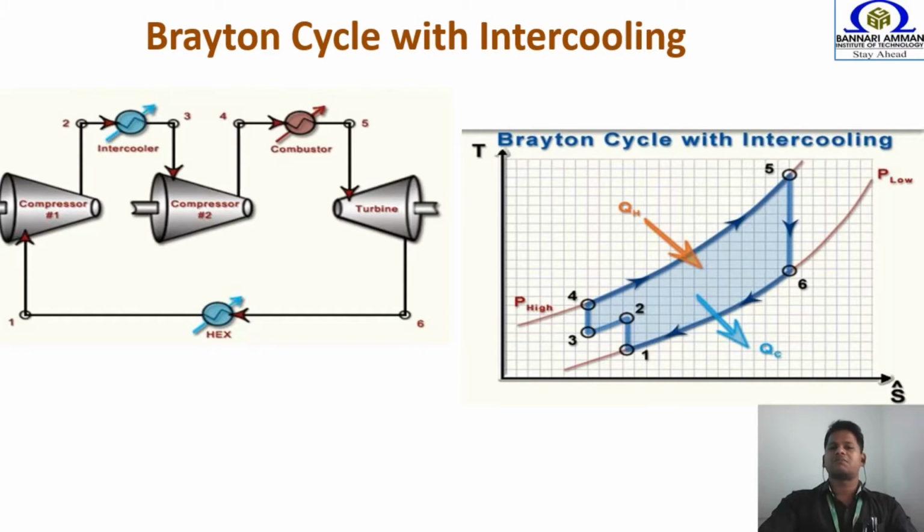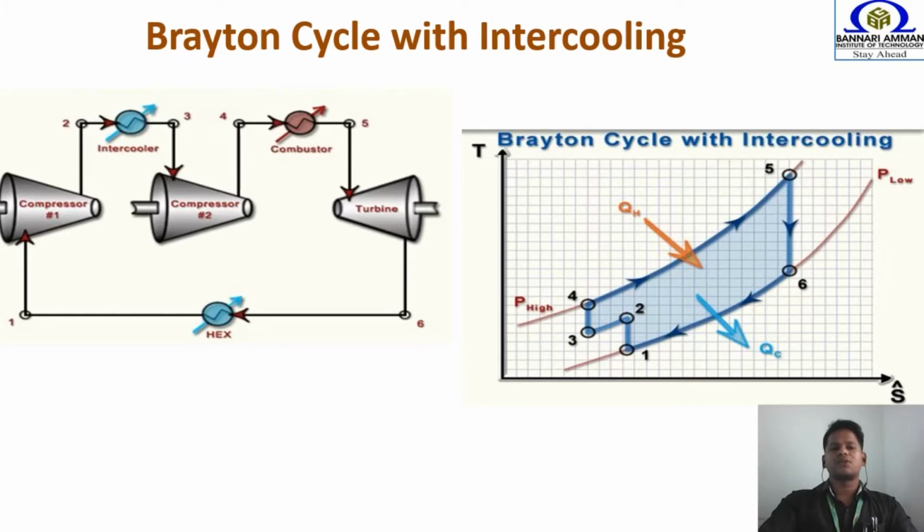The next process is the expansion process, isentropic expansion. In the turbine, we have the expansion. So the gas is expanding in the turbine, where it is isentropic expansion. The final thing is isobaric heat rejection.